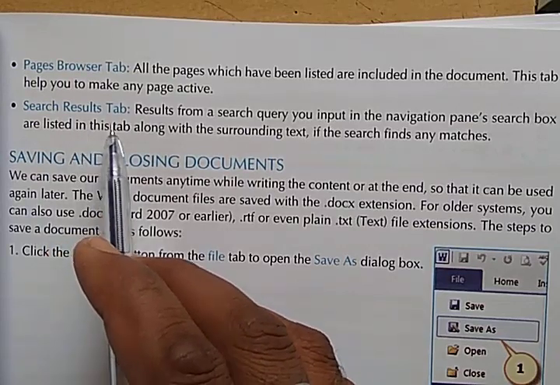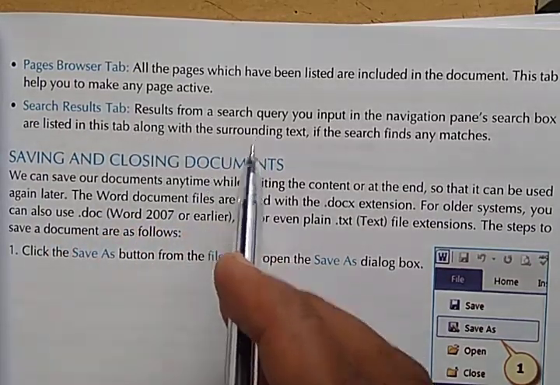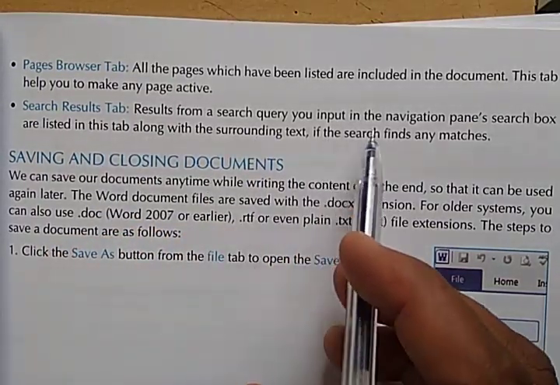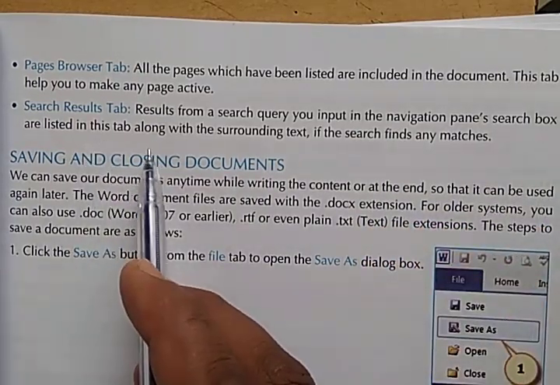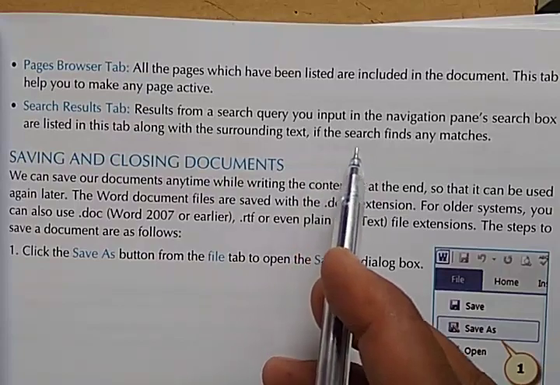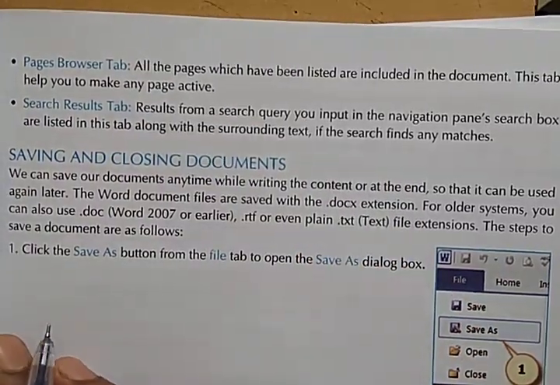Third is the Search Results tab. Results from a search query you input in the Navigation Pane's search box are listed in this tab, along with the surrounding text if the search finds any match.